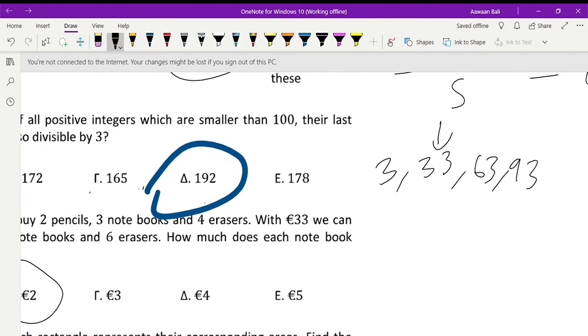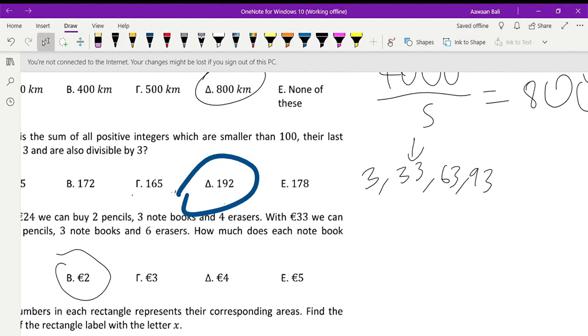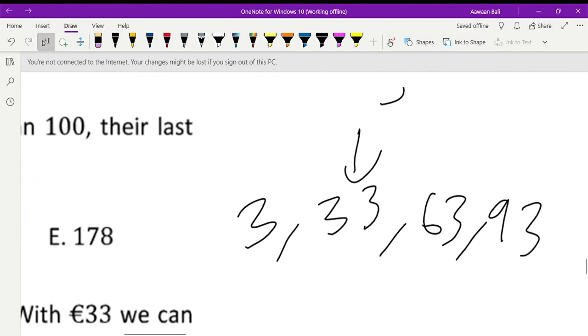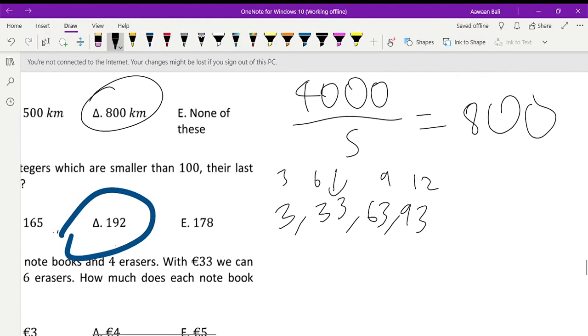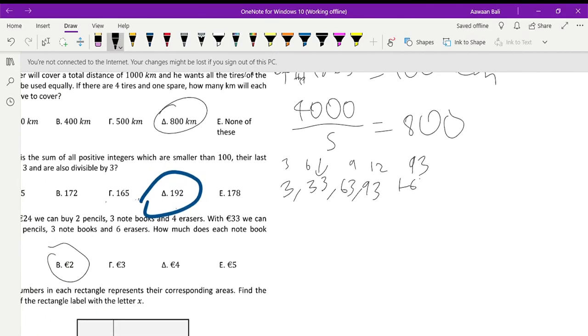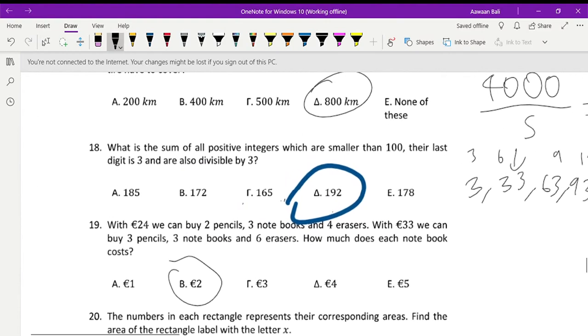You can get 33 as the first bigger one, if you didn't count from 3, and then basically you have to find a pattern between them. So then you have 63 and 93. And since every number which is divisible by 3, the sum of its digits is divisible by 3, we can check 3, 6, 9, 12. These are the sums and they're all divisible by 3, so we know that these are the options. So we can just do 93 plus 63 plus 33. And you get 189, then add that extra 3 there. And you get 192. Therefore the answer is delta.